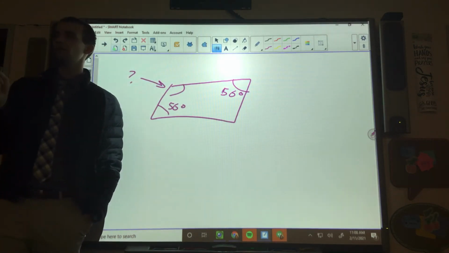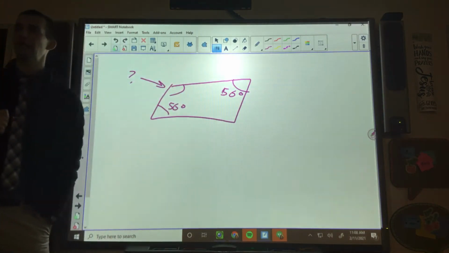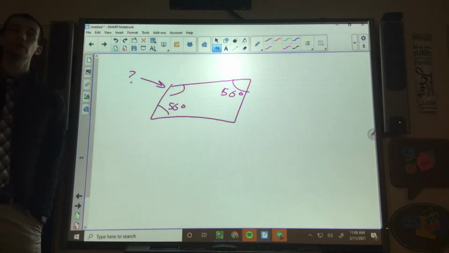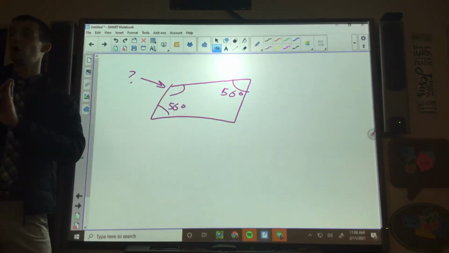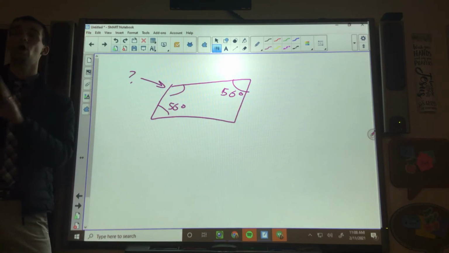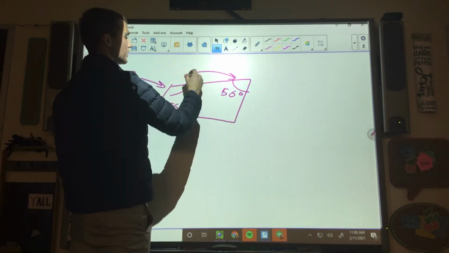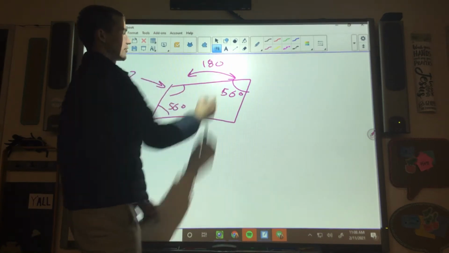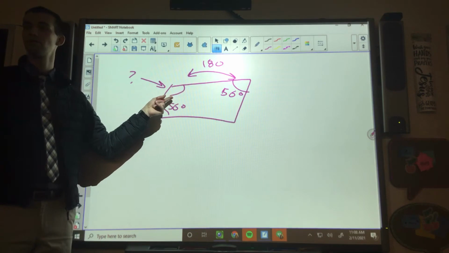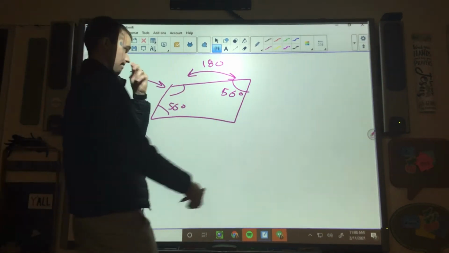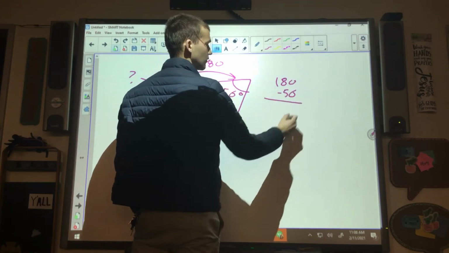There's something else about anytime you have two angles in a row. What do you think they're going to add up to? Two angles right next to each other. In a parallelogram, they always add up to this number. 180. So these are going to be a total of 180. If this is 56, how do you figure out this one? 180 minus 56.